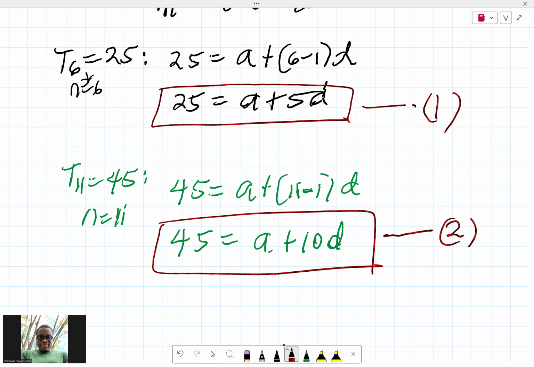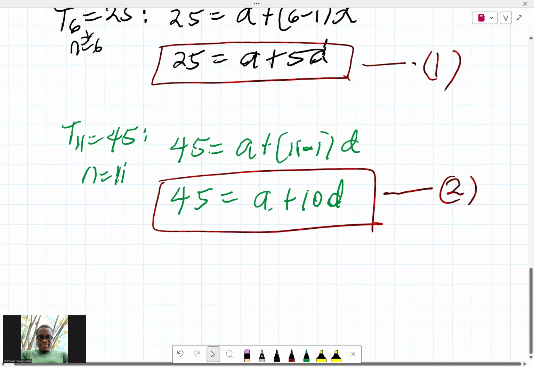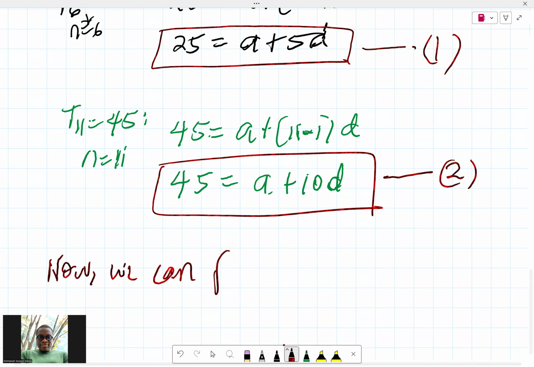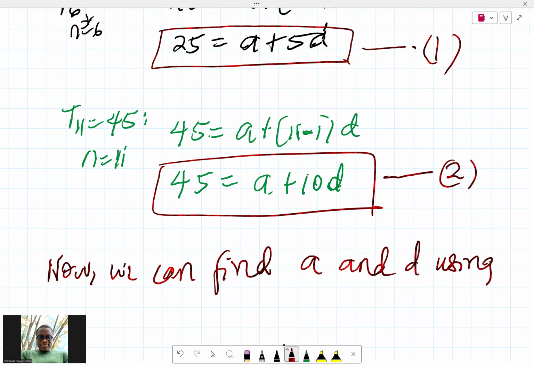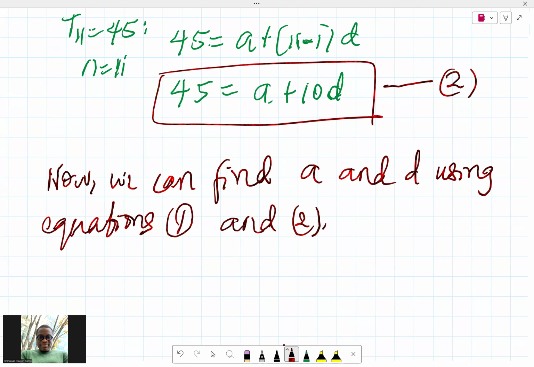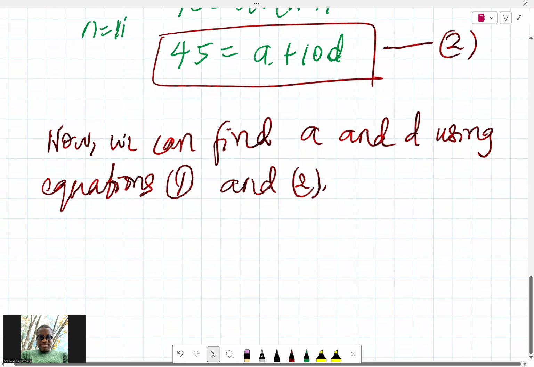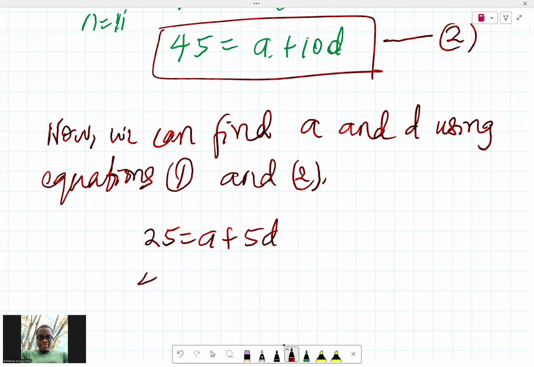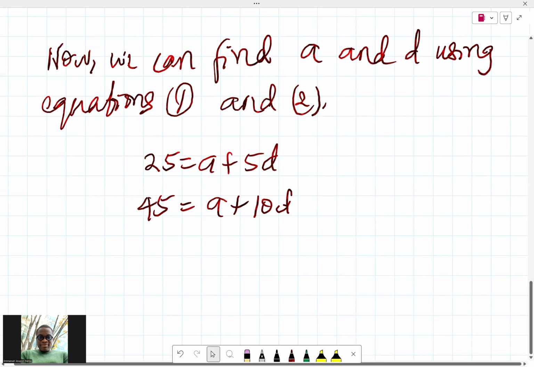So now we have a simultaneous equation, and we can find a and d using equations 1 and 2. If you observe, I can put them together: 25 equals a plus 5d, and 45 equals a plus 10d. This looks more straightforward because we can eliminate.